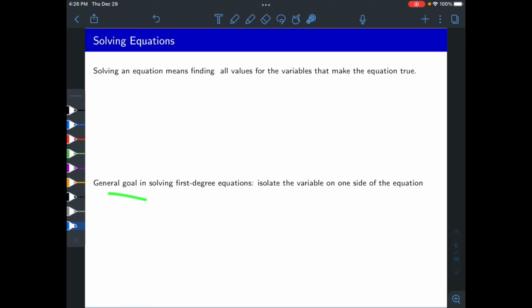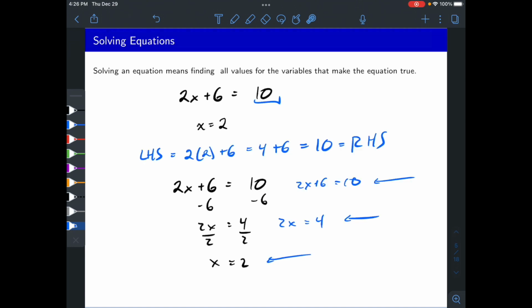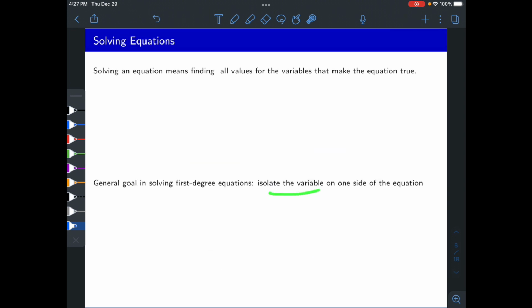So the general goal in solving these first degree equations is going to be to isolate the variable on one side of the equation. This is kind of what we did over here, we isolated x. And then we had just a constant term on the right side. So we got x all by itself. First we had x mostly by itself, just being multiplied by 2, but then we got rid of that 2. So we completely isolated that variable x.